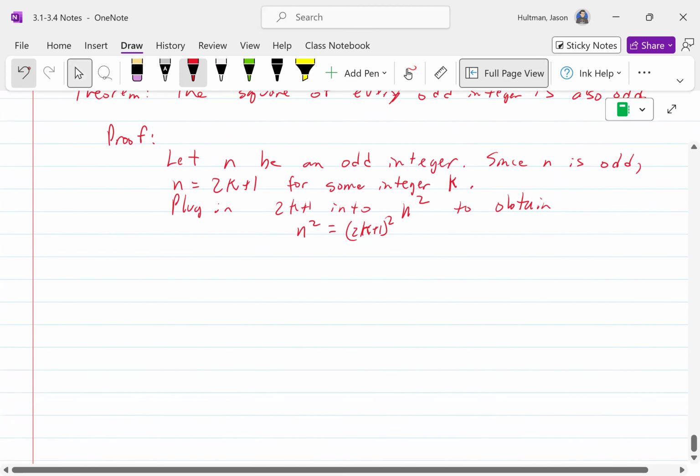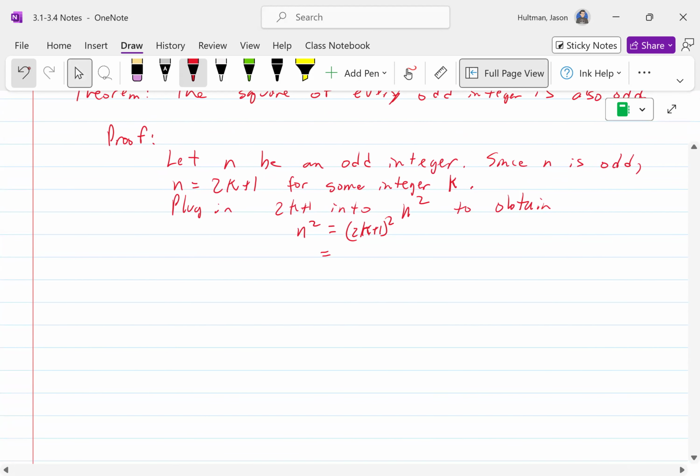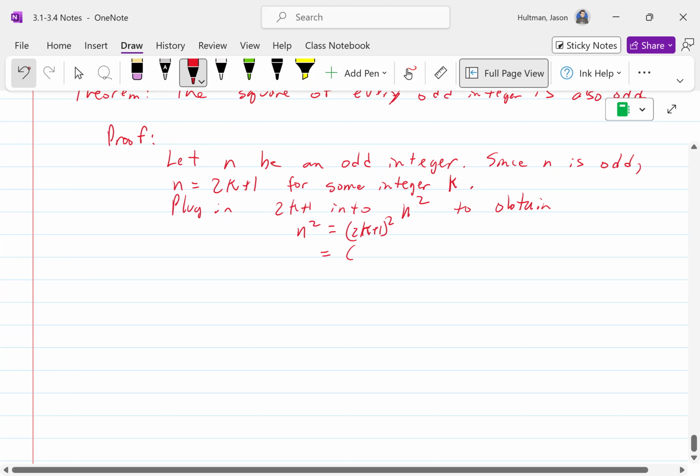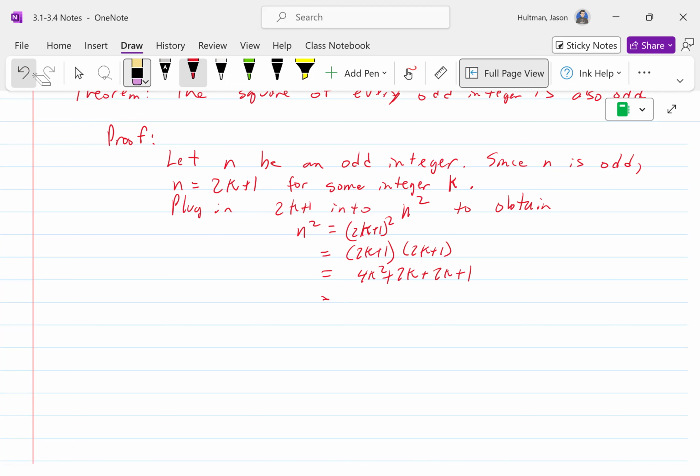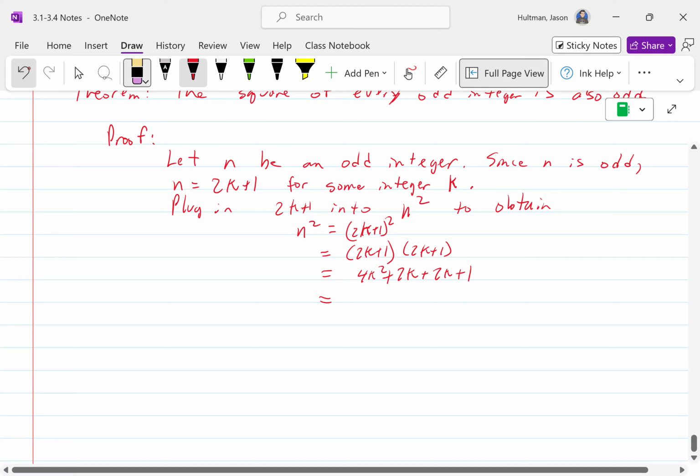So now let's square this guy, lining up my equal signs. This is 2k plus 1 times 2k plus 1. Let's FOIL this out. I don't need the parentheses anymore. This is 4k squared plus 2k plus 2k plus 1. So this is equal to 4k squared plus 4k plus 1.